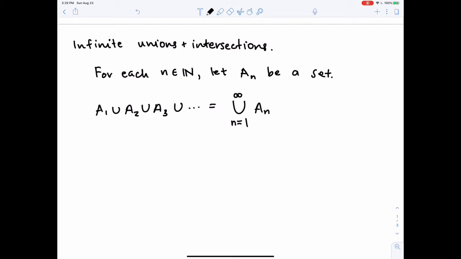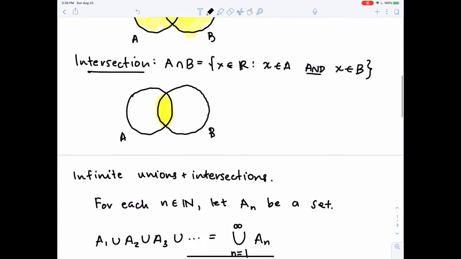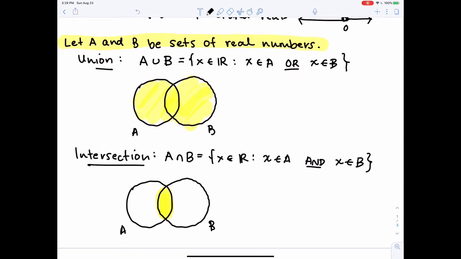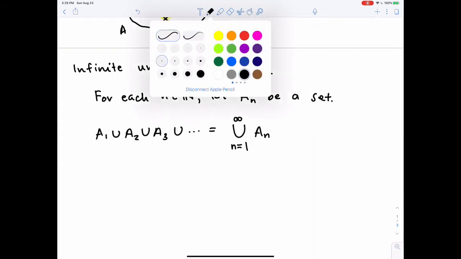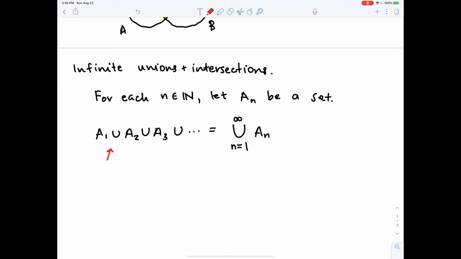And if you think about what union means in the context of just two sets, remember we're talking about x has to be in A or x is in B in order to be in there. And so I could come down and say something similar here. I could say x is in A1 or x is in A2 or x is in A3, but notice there are infinitely many sets, and that is not a very concise way to talk about union.